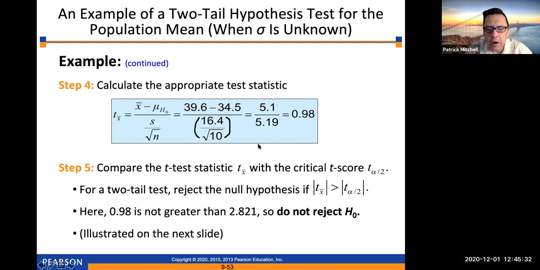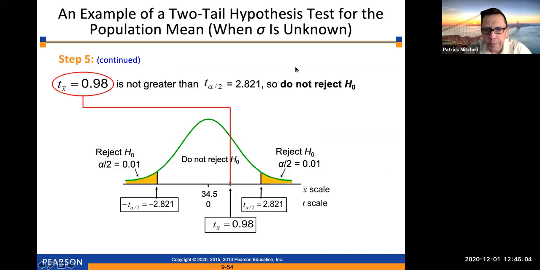So now we'll compare the test statistic with the critical t-score. For a two-tailed test, reject the null hypothesis if the absolute value of the test statistic is greater than the absolute value of the critical t-score. And again, I think the easiest thing to do is just look at the picture. Since 0.98 is not greater than 2.821, we will not reject our null hypothesis. So let's go to the picture.